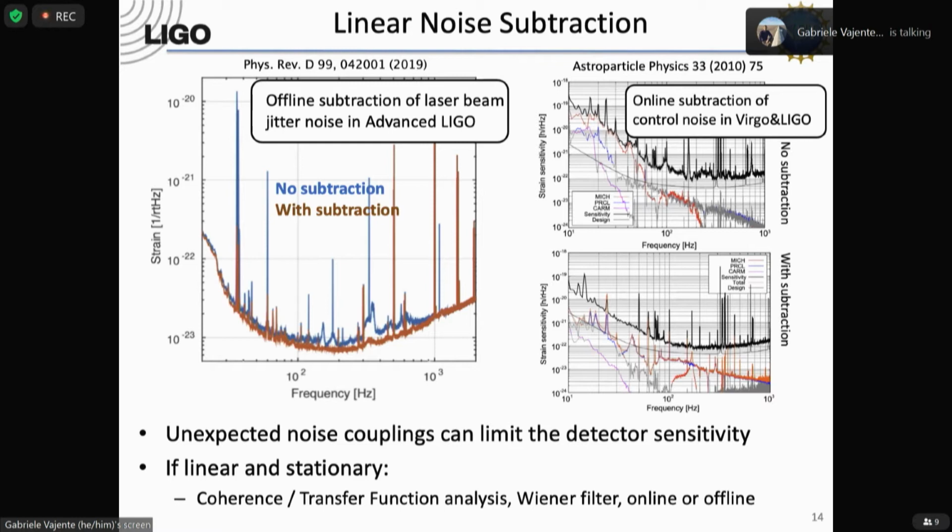We know how to tackle it. We have techniques, for example, we can compute the coherence of the gravitational wave strain with everything we have recorded on disk and find suitable channels that might be interesting for noise subtraction. And then we know how to do either offline or online noise subtraction.